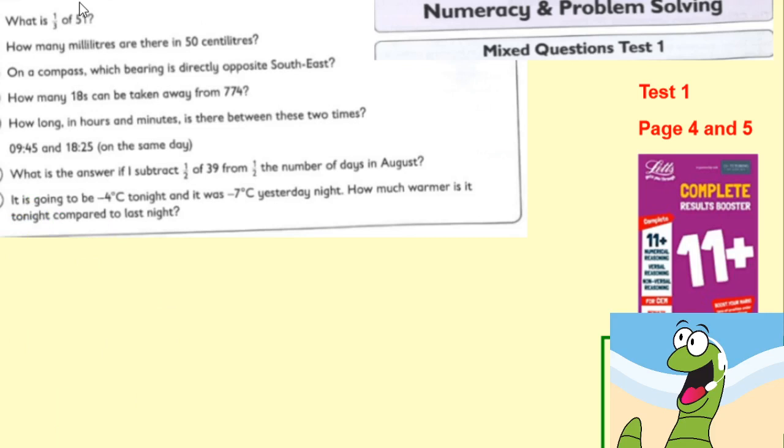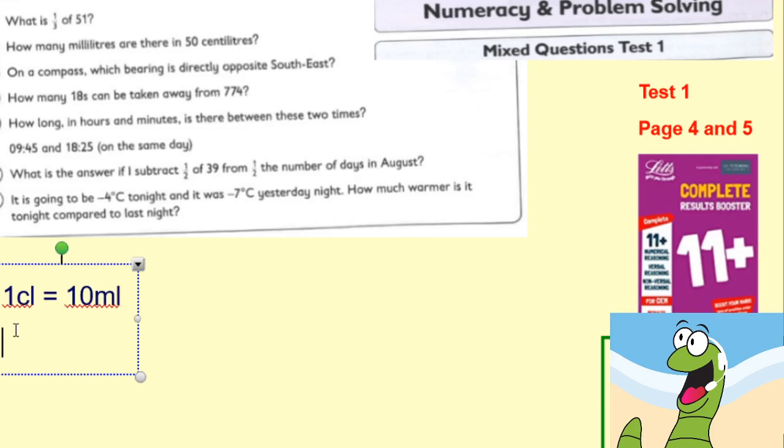Now, our next question, how many milliliters are there in 50 centiliters? Well, first of all, you need to know what 1 centiliter is. 1 centiliter, CL, equals 10 milliliters. These are the sorts of things that you really need to know. So 1 centiliter is 10 milliliters.